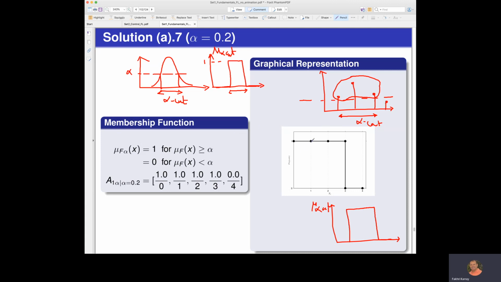Because this is a discrete representation, we can also represent it in this particular format for this system. But this is the interval for all of them. In order to compound all of these particular values, the representation of the alpha cut is going to be this continuous representation. Okay, so that's the membership function for the alpha cut.